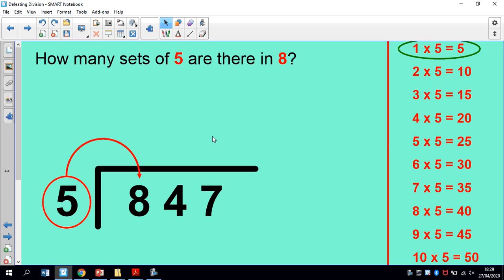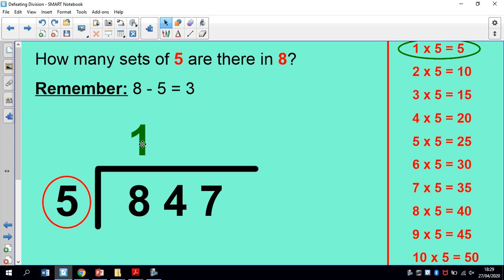Alright, so if we were to go to 10, that'd be too high, it wouldn't fit. So what do we do? We put 1 above the 8, but we need to recognize that we had 8 to start with. The closest we could get to was 5. We've used up that set of 5. That's why the 1 is there. But we've got to realize that there is still a remainder. There's 8, and then you use that initial 5. You take 5 away, and you're left with 3. That 3 still has to go somewhere.